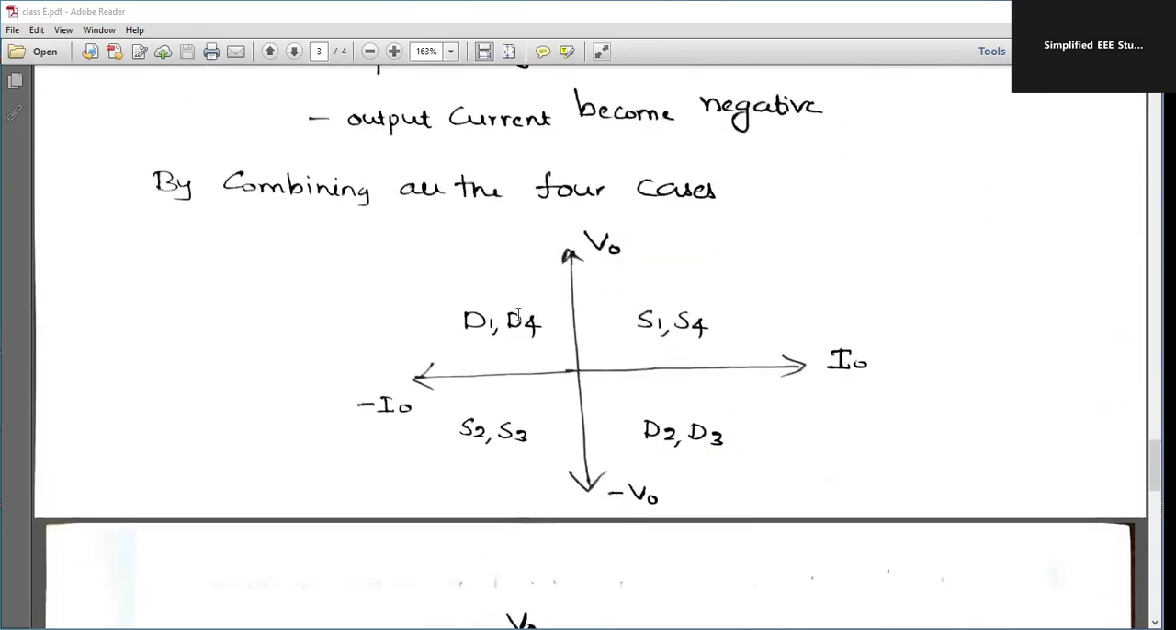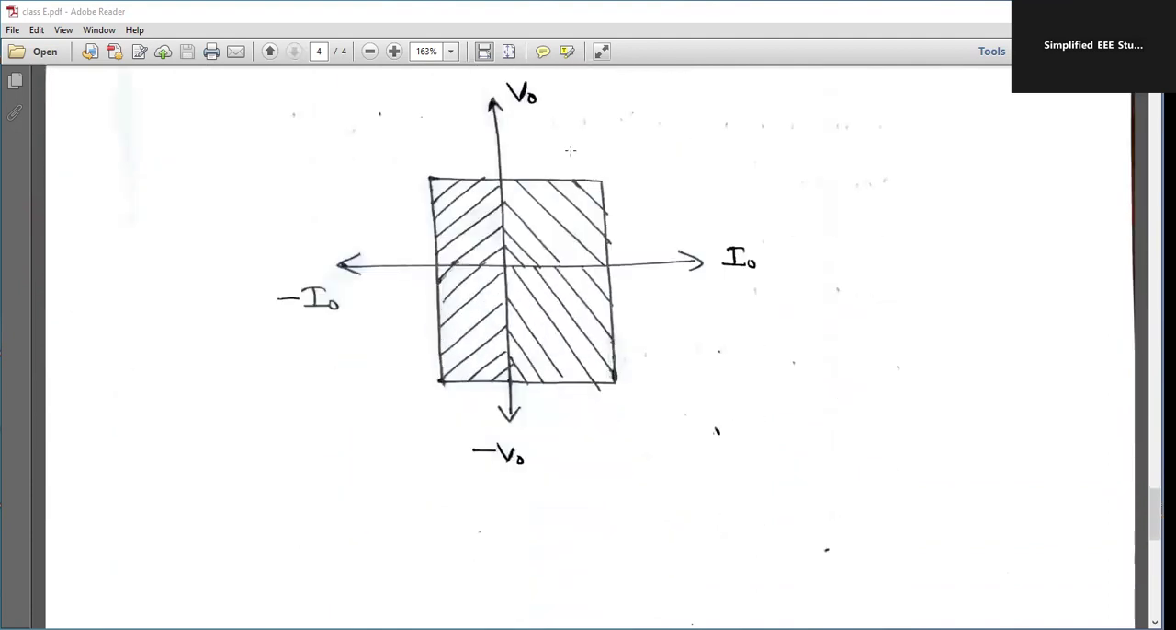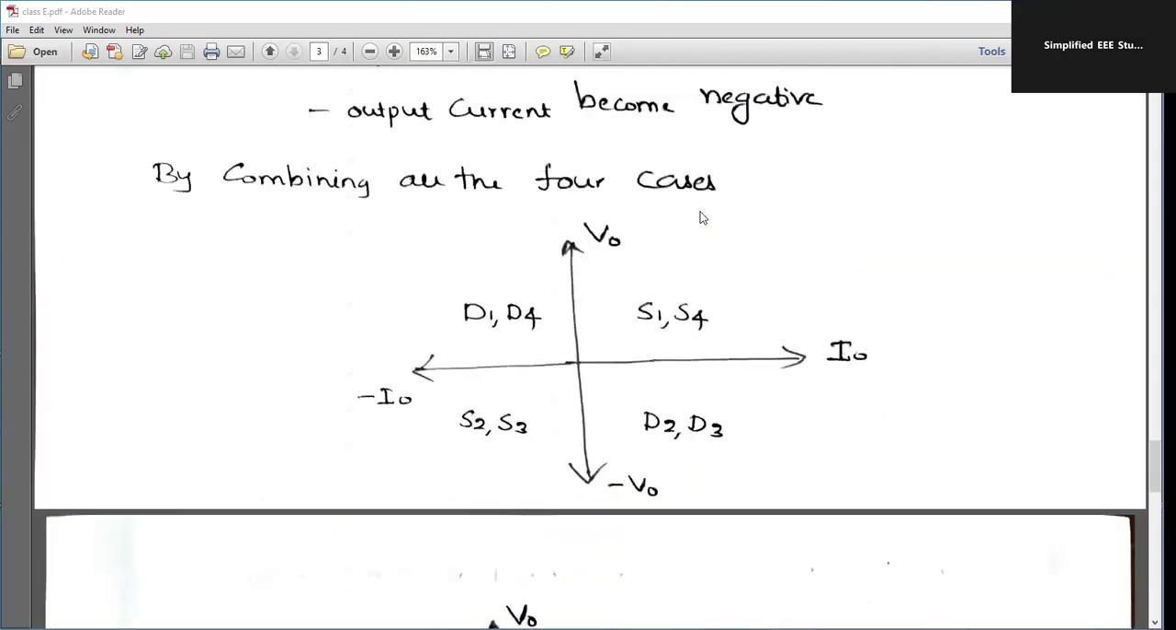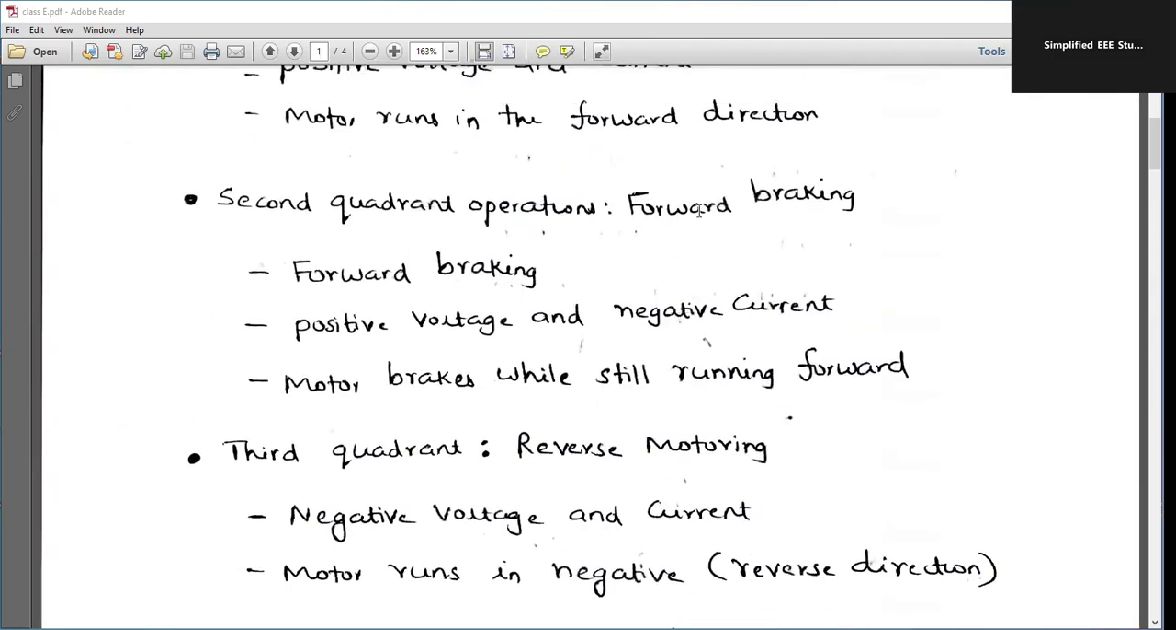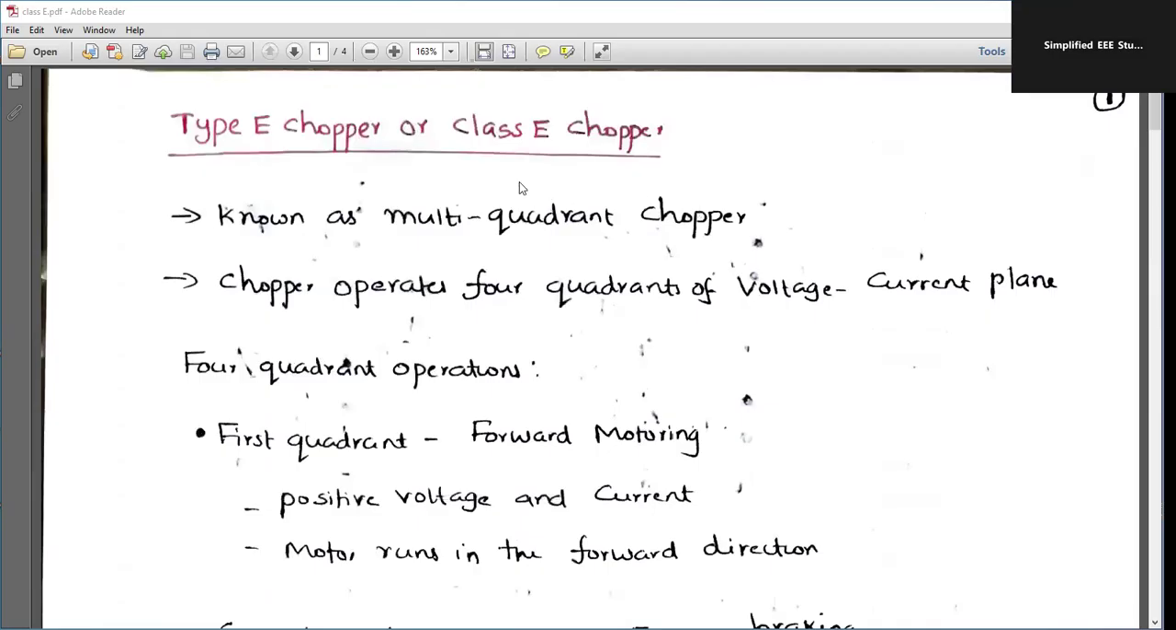So by combining all four cases, we have a four quadrant operation. We can mark the four quadrant operation in this diagram. The hatched portion means the operating region. With respect to the different operating regions, we can categorize the polarity of voltage and current, so we can predict further operations. The major application is electrical drives, especially in electric vehicle systems. We require a driver part, so we will usually use the type E chopper or class E chopper.